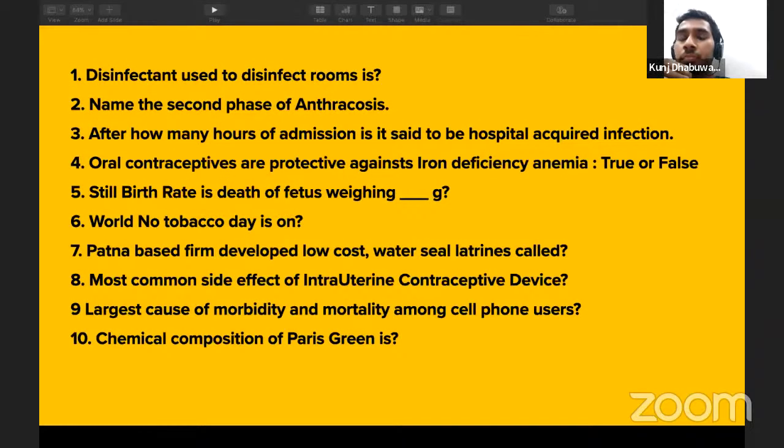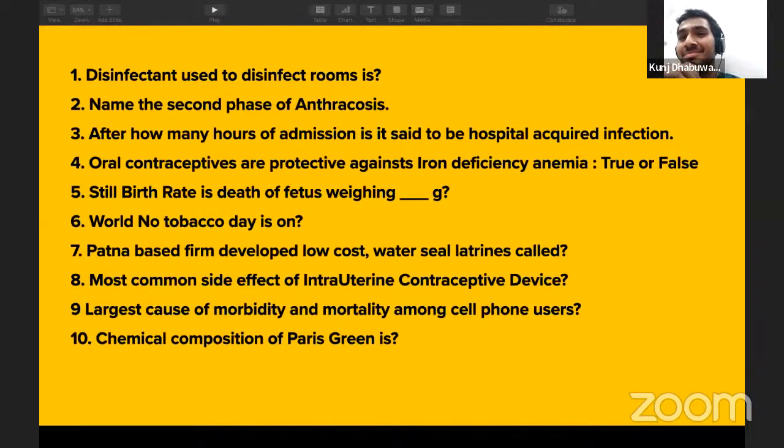Eighth is abdominal pain. Paris green is... you have 10 seconds. Arsenic, it's a contact poison. 3, 2, 1, done.